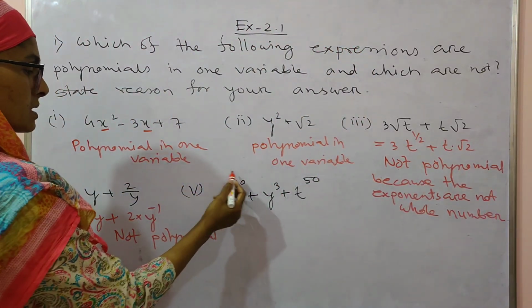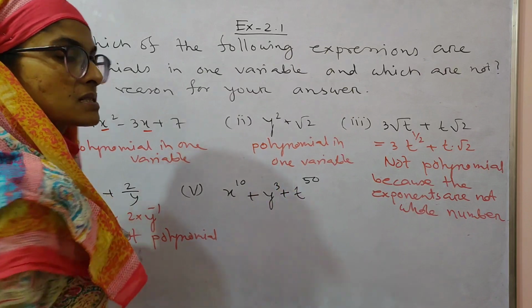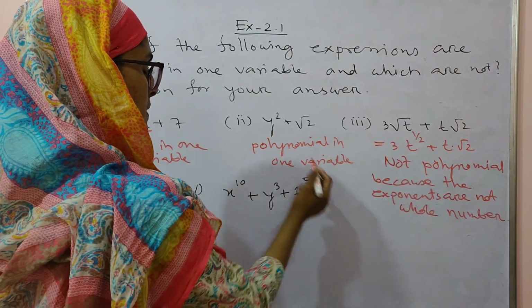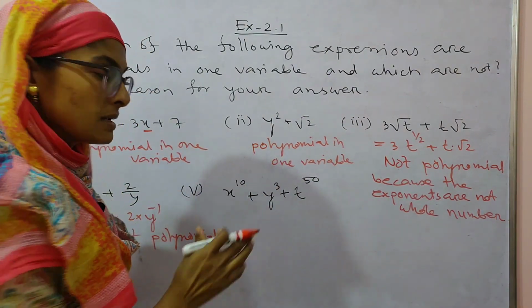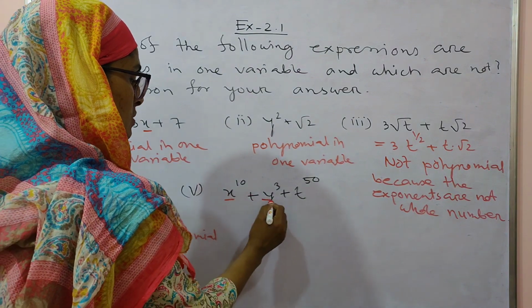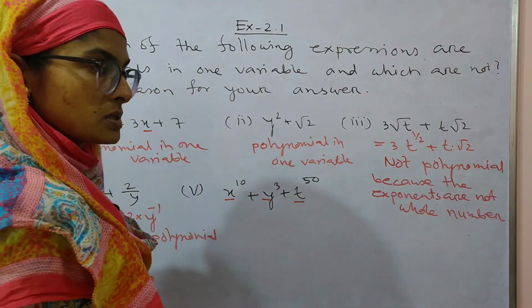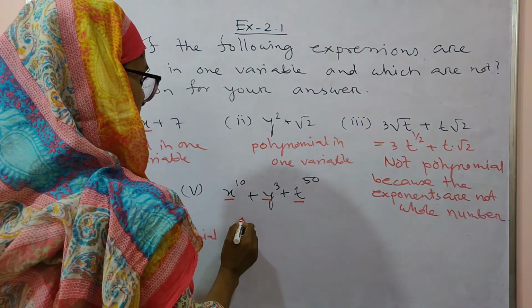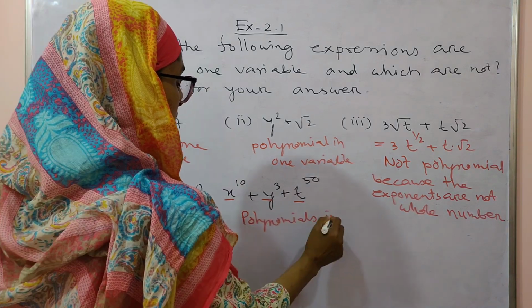Next, x power 10 plus y cube plus t to the power 50. This one is also a polynomial in 3 variables. Here 1 variable, 2 variables, 3 variables. This one is a polynomial in 3 variables.